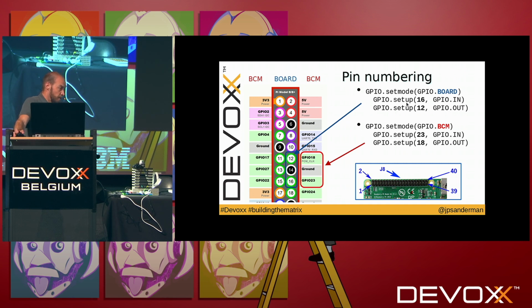So we used BCM, and pin 23, which you can see over here, is on the board physical pin 16, which you could also use if you would set the mode to board.